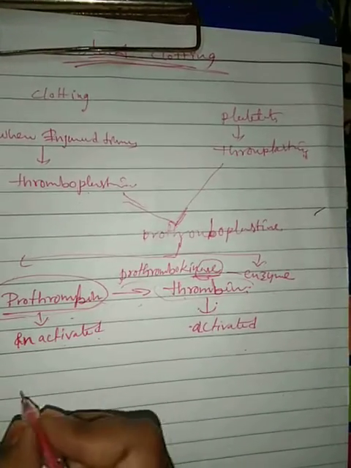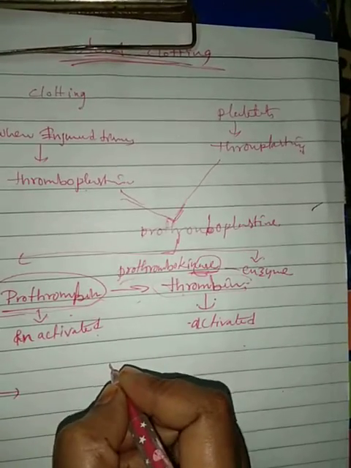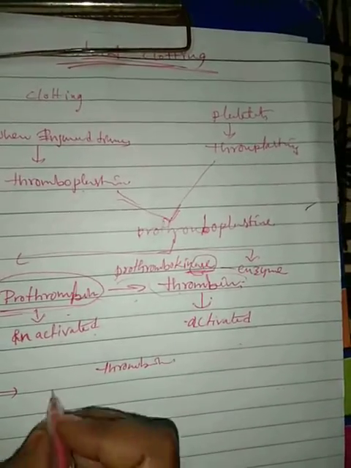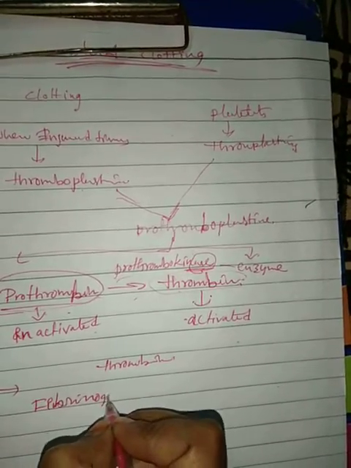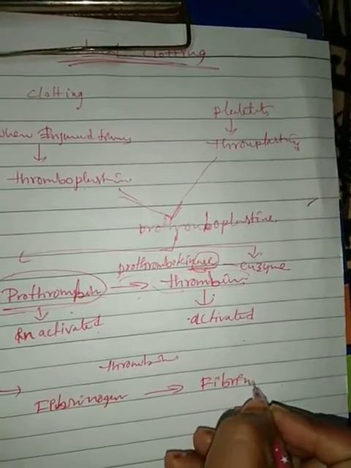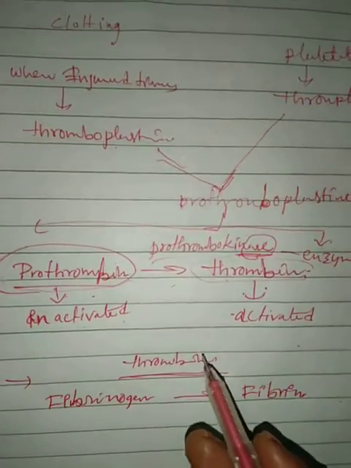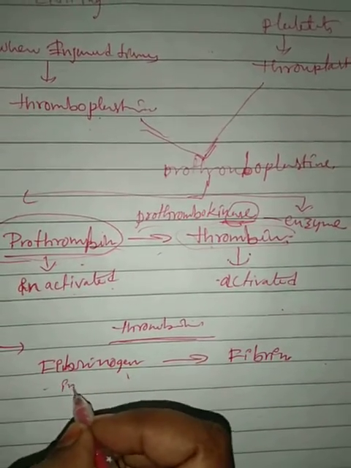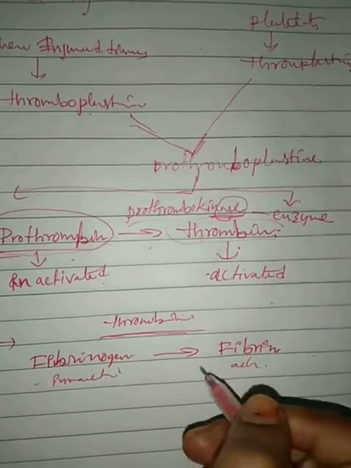Again, thrombin converts fibrinogen into fibrin. Fibrinogen is converted into fibrin in the presence of thrombin, so thrombin acts as an enzyme. Fibrinogen is the inactive form, and fibrin is the active form.